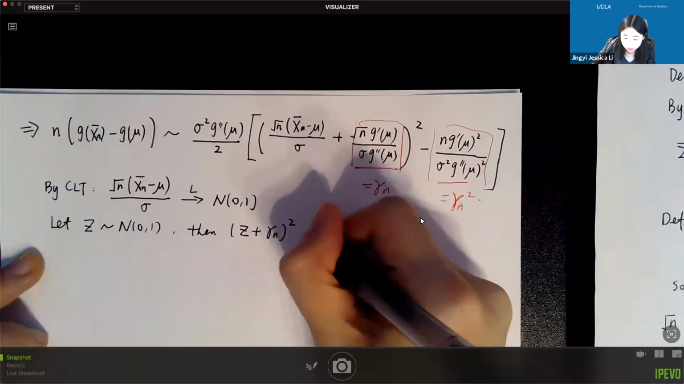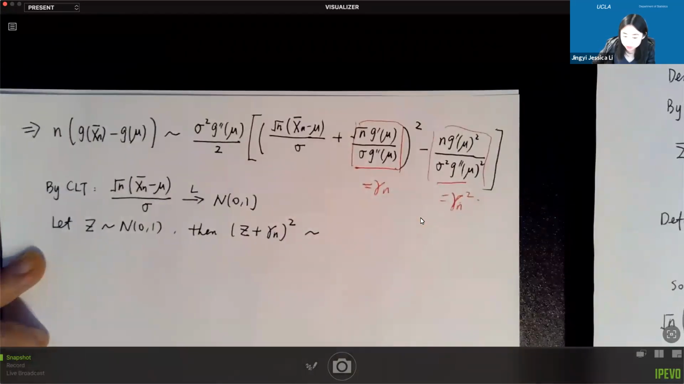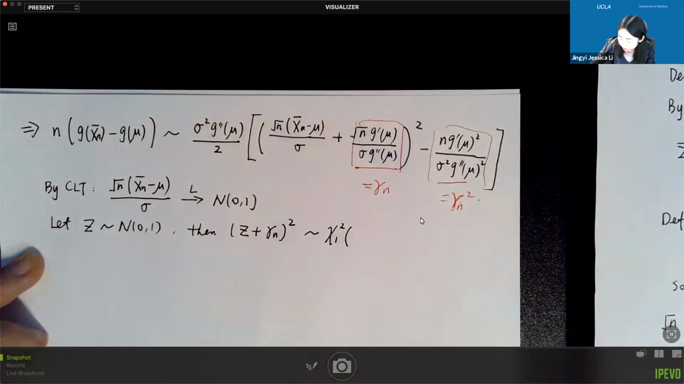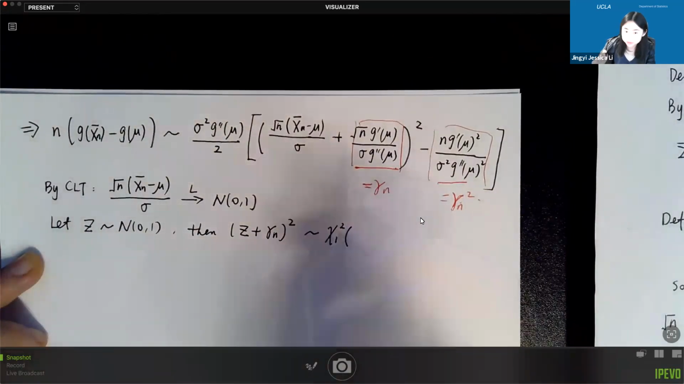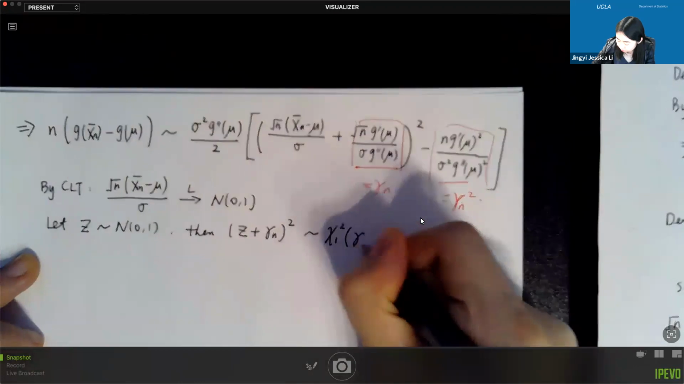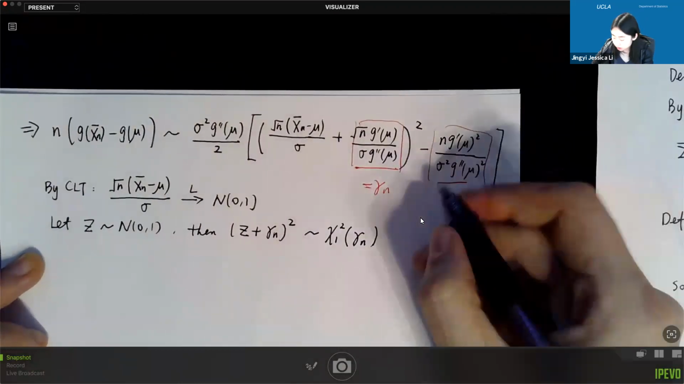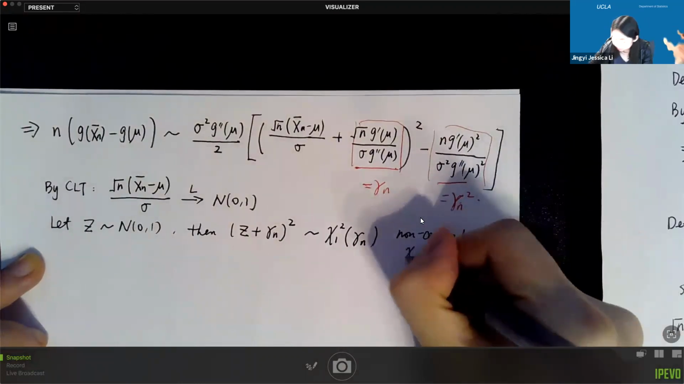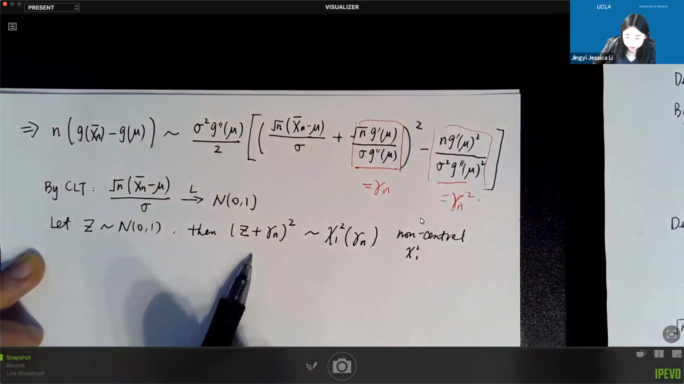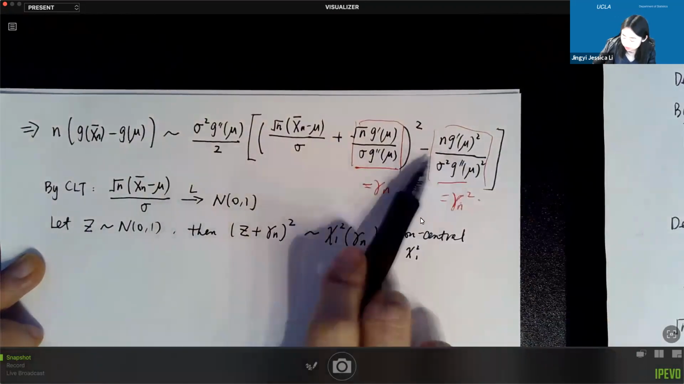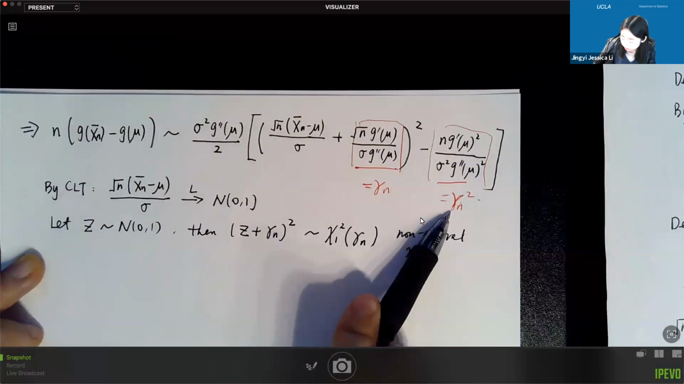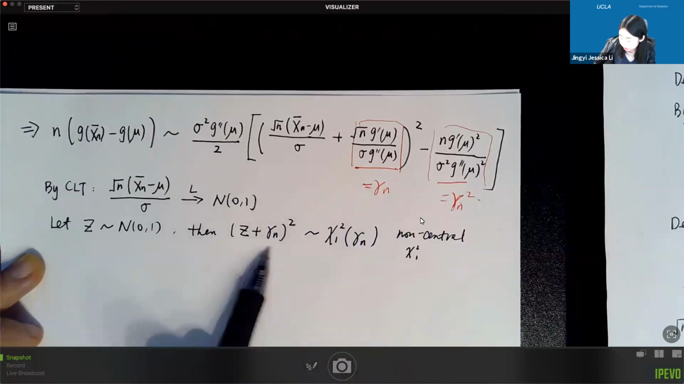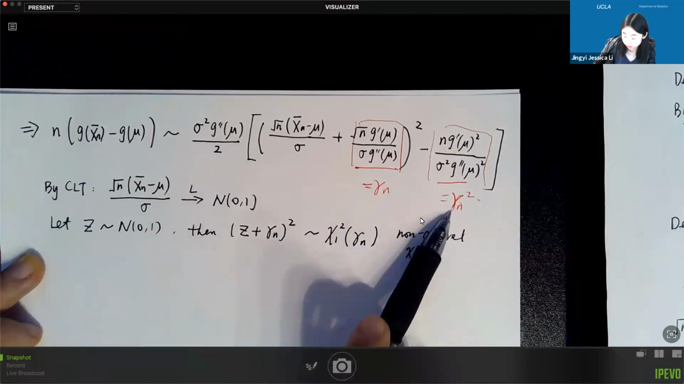We call this a non-central chi-square distribution, chi-square with 1 degree of freedom with shift gamma n. So this is called a non-central chi-square 1. And furthermore, here we subtract this gamma n squared. So after we obtain this random variable, we further shift it by gamma n squared.